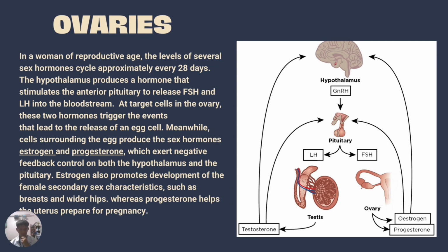Meanwhile, the cells surrounding the egg produce the sex hormones, estrogen and progesterone, which exert negative feedback control on both the hypothalamus and the pituitary. Estrogen also promotes the development of the female secondary sex characteristics, such as breasts and wider hips, whereas progesterone helps the uterus prepare for pregnancy.